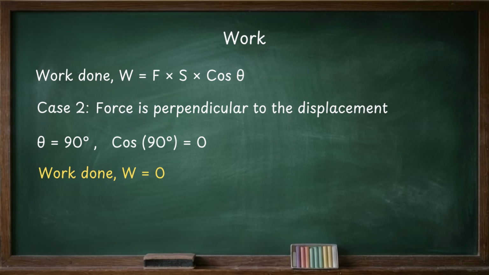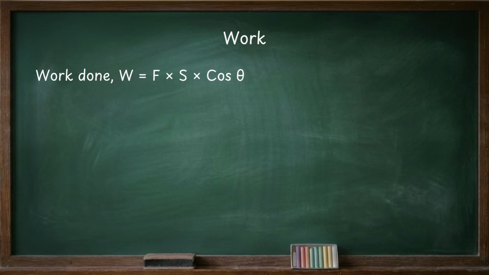For example, consider the centripetal force acting on a body revolving along a circular path. In this case, the force acting on the body is directed toward the center, but the displacement of the body is tangential to the path at all instants. Hence, the work done by the centripetal force on the body is 0. This is why kinetic energy, and hence speed of the body, does not change although a force acts on it.